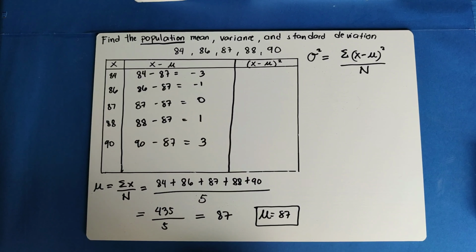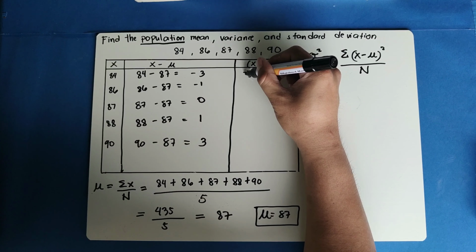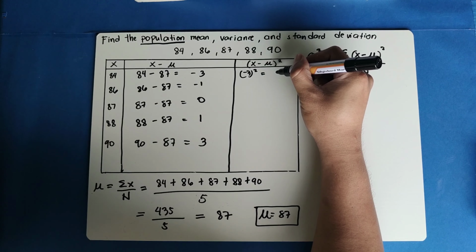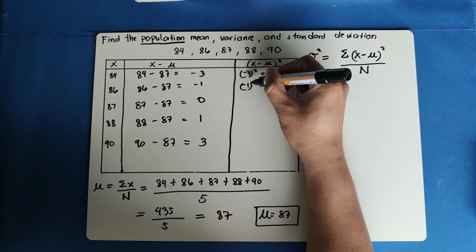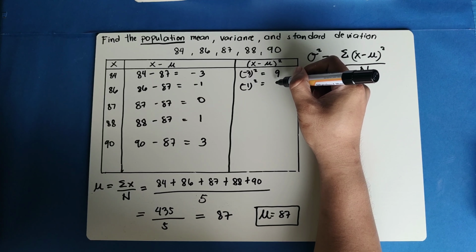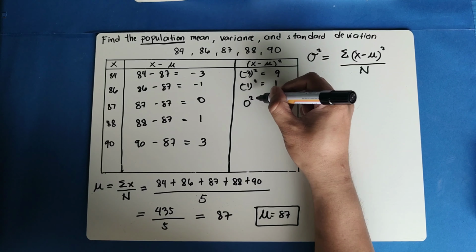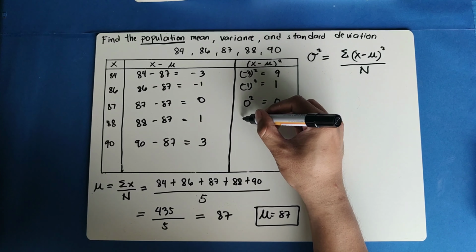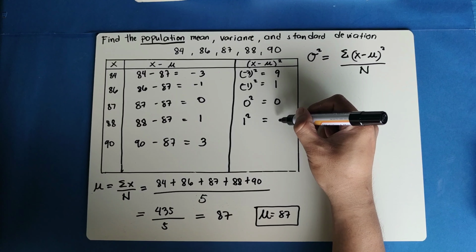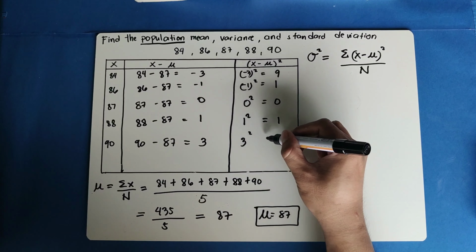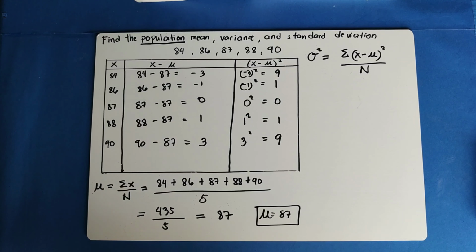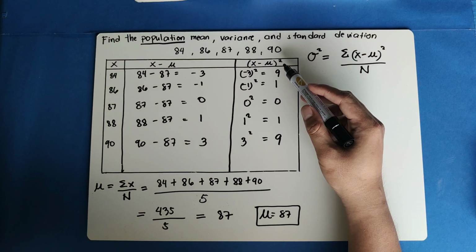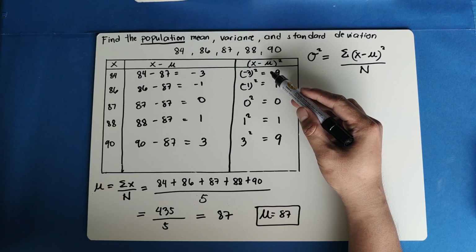And the next column, we are going to square the result. So negative 3 square, that is negative times negative, that is positive. So positive 9. Next is negative 1 square. Negative 1 times negative 1, that is 1. Then 0 square. 0 times 0 is 0. Then 1 square. 1 times 1 is 1. And 3 square. 3 times 3 is 9. So we are done getting the square of the difference of x and the population mean.